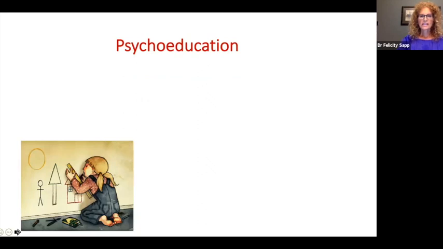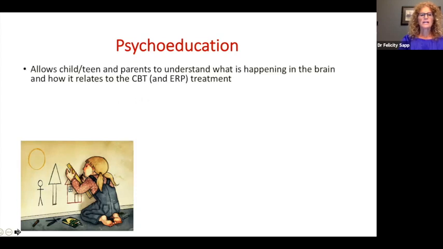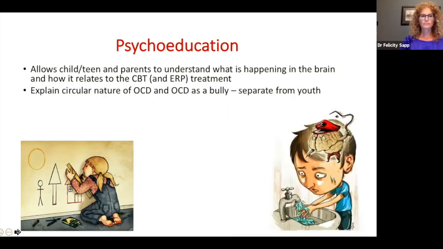So when we're first getting into treatment, we really need to focus on psychoeducation. It is an opportunity to allow the parents, teens, and children to understand what's happening in the brain and explain it in a way that relates to the CBT-ERP treatment. I'm going to explain the circular nature of OCD. Like I showed you in a picture, OCD is kind of a bully, separate from them, to help take away the blame and externalize OCD with the parents as well.